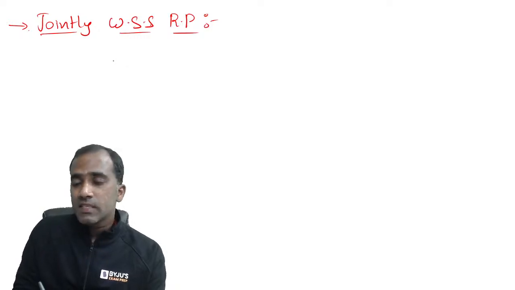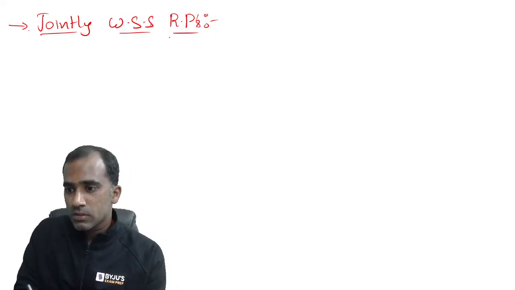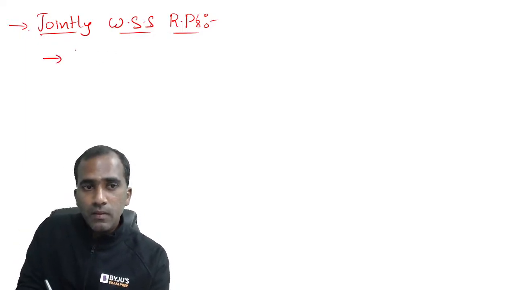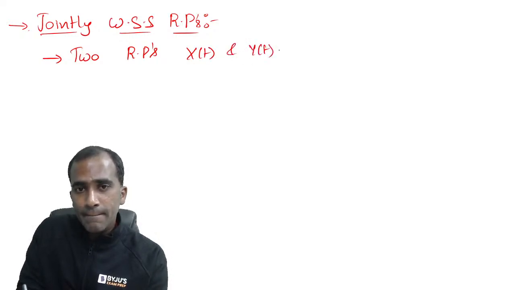So, jointly wide-sense stationary random processes. This is one more relation between two random processes, which we don't have. This kind of relation we did not discuss in random variables actually. Two random processes, x of t and y of t, are jointly wide-sense stationary.